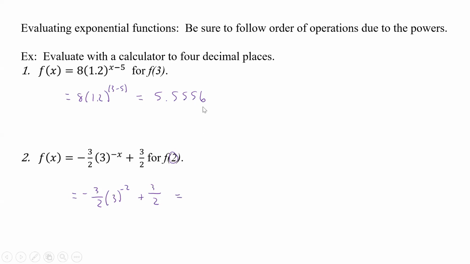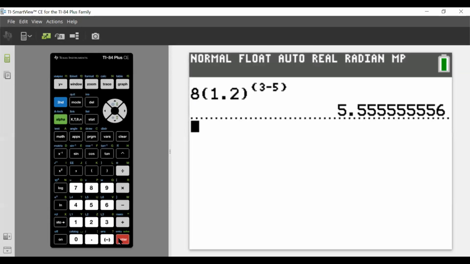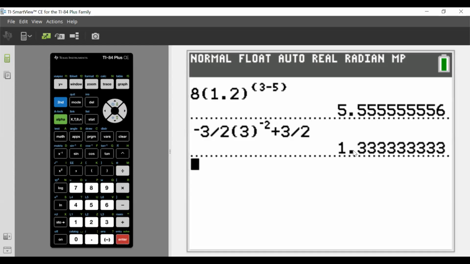And so if we go back to our calculator, and a lot of this stuff in this section is calculator based. So we'll have a negative 3 divided by 2. And then that was a 3, parenthesis, raised to the power. And we had a negative 2. And then we have to get down from there, otherwise we don't get it right. Then plus 3 divided by 2. And that should give us our answer here. So it's basically 1 and 1/3.